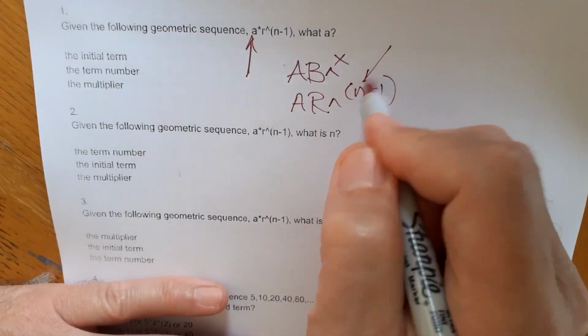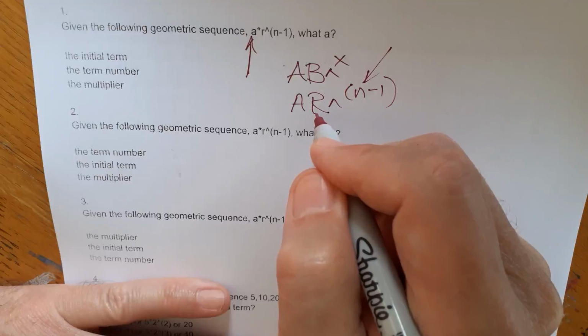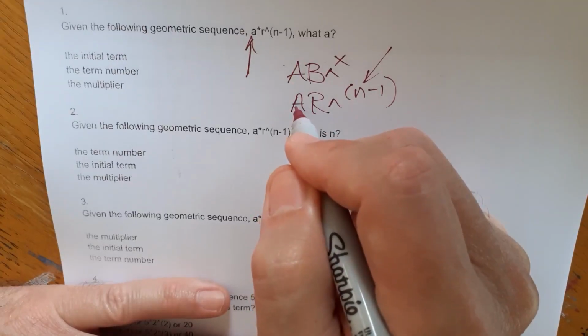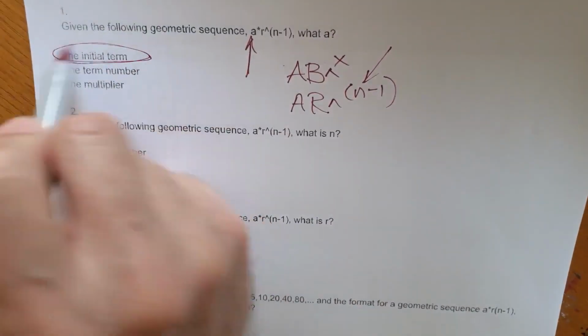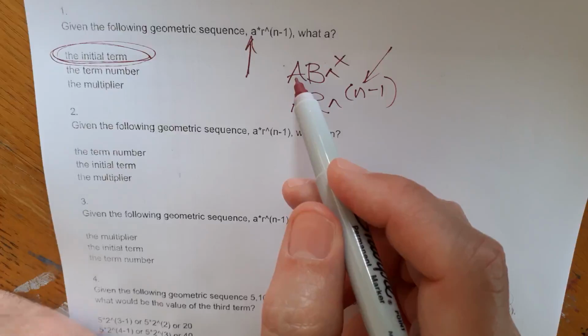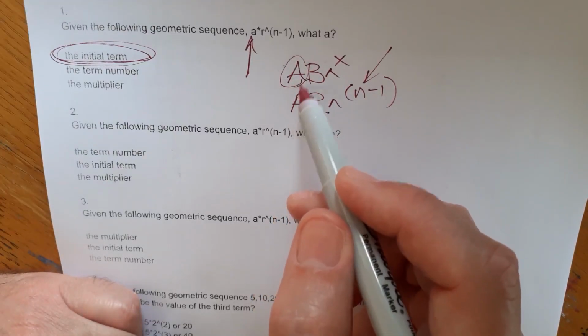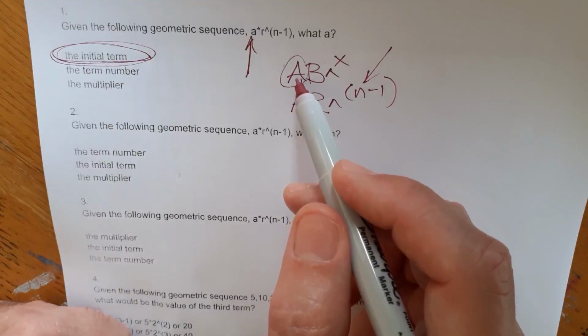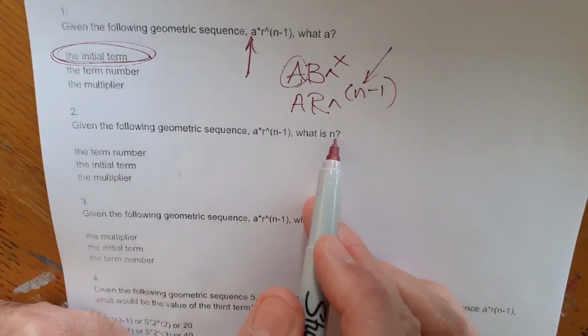N is the term number. R is the rate in this case, we're going to call it, and A is the initial term. All right, so what is A? A is the initial term. All right, so we've seen even in past lessons where, say, we were loaning money and it was $600, A would be $600, the starting place, or the y-intercept. All right, so given the following geometric sequence, now they're going to go through what is N.